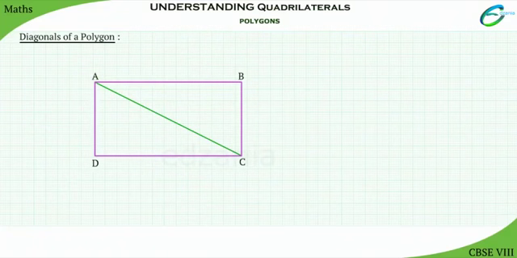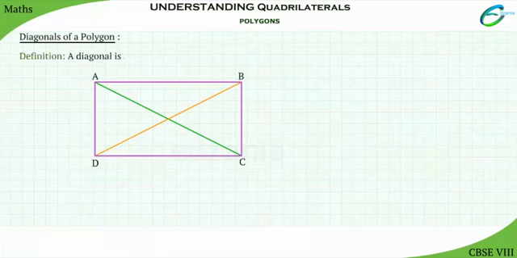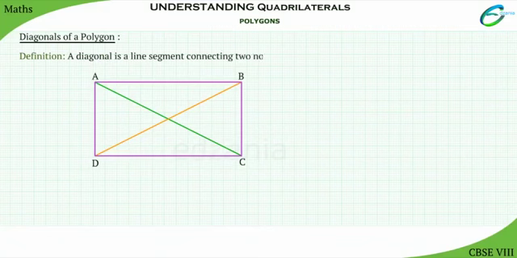This line segment is called a diagonal. By joining the other two non-consecutive vertices, we will get one more diagonal. How do we define diagonals? A diagonal is a line segment connecting two non-consecutive vertices of a polygon.